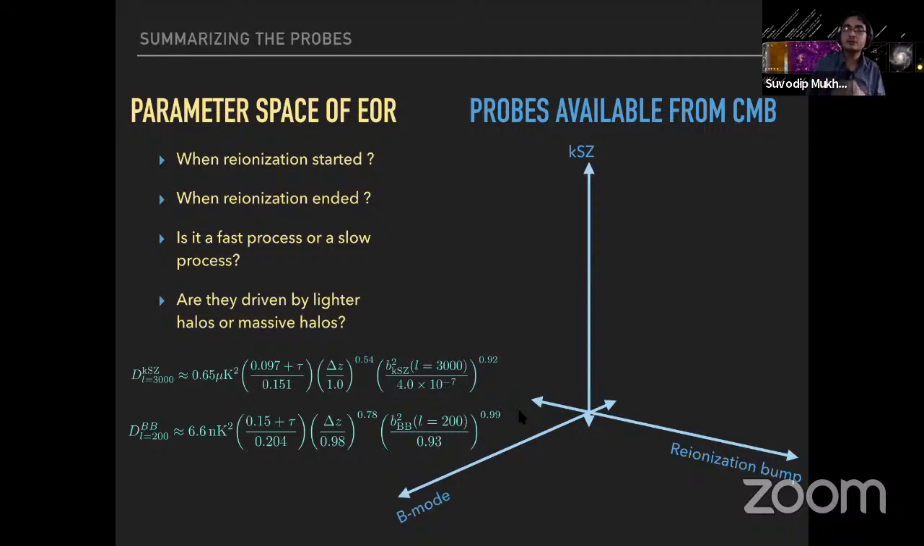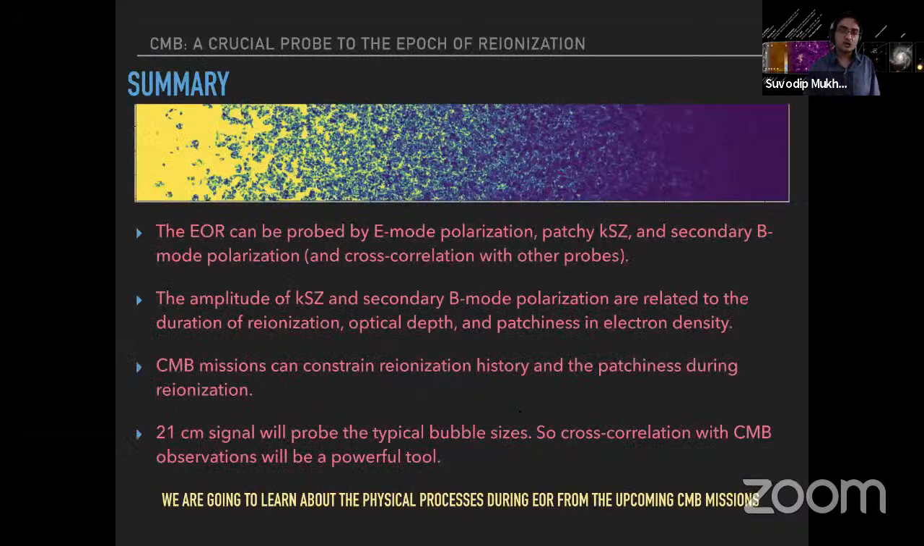We will be able to tell you whether reionization is driven by lighter halos or massive halos. We will be able to tell you the typical width of reionization. And by doing a joint estimation of both the KSZ and BB signals, we can get a significant improvement in the parameter space. So with this, I'll now end my talk with a few summary points.